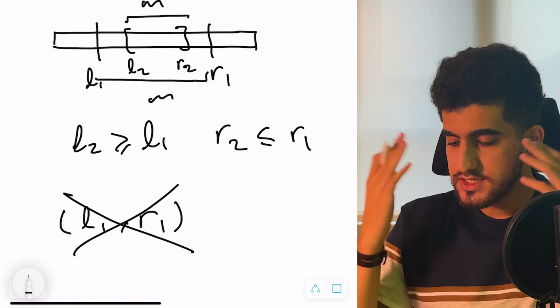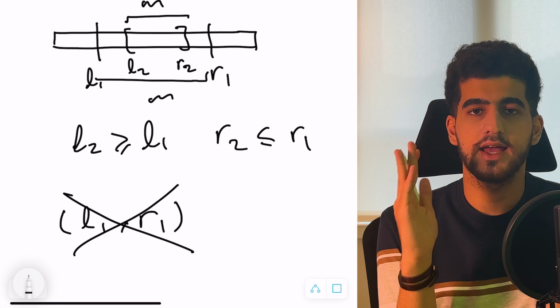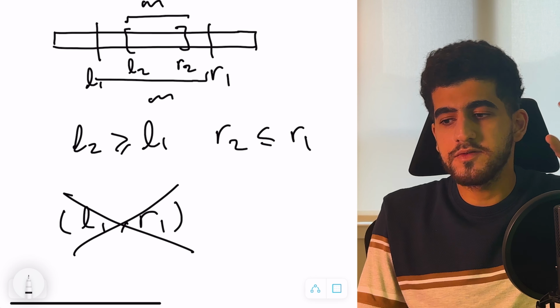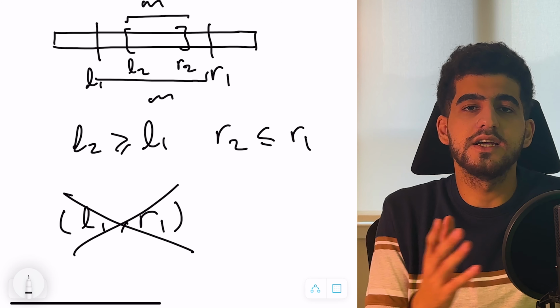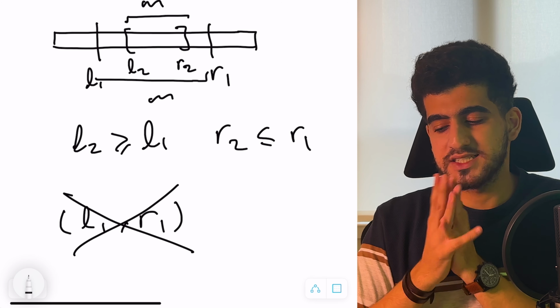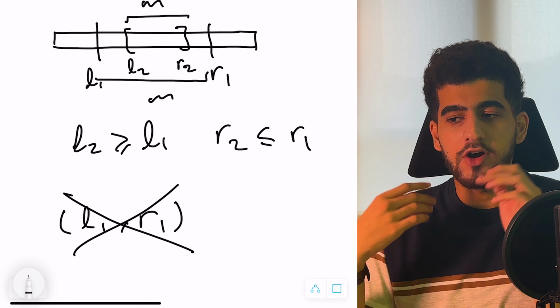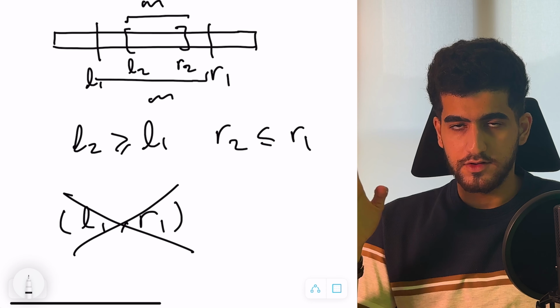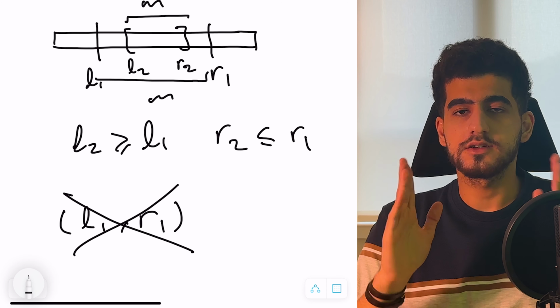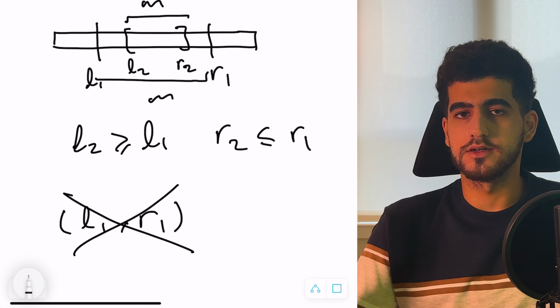Why? Because if I'm going to use that, instead of that I can use this smaller interval, L2 and R2, and then I have more elements free to join the other intervals. So it doesn't make sense to use this interval anymore. So I'm saying that if I have an interval and inside that I have another interval with the same MEX, it doesn't make sense to use that bigger interval.